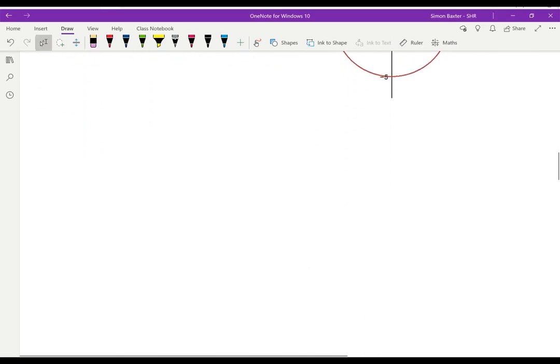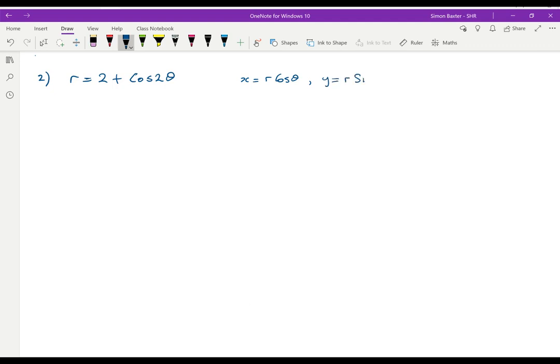Let's have a look at another one. r equals 2 plus cos 2 theta. How are we going to find the Cartesian equation of that? We haven't got a nice obvious curve like we had last time. What can we use? Well, we can remember that x is r cos theta and that y is r sine theta. How is that going to help us?